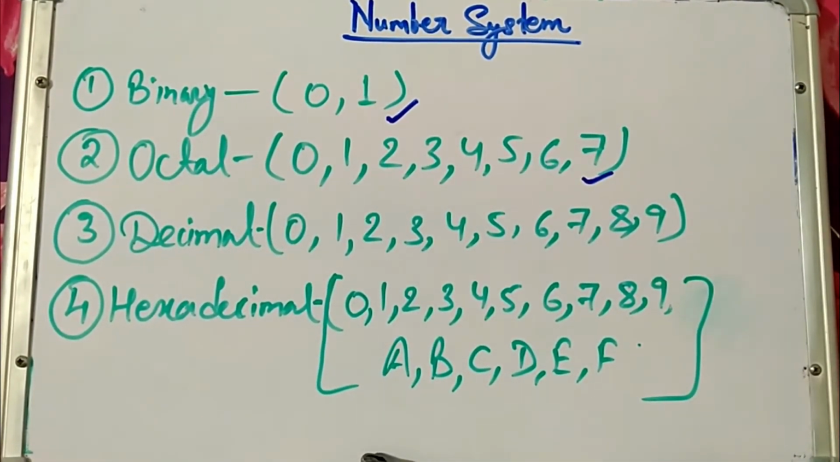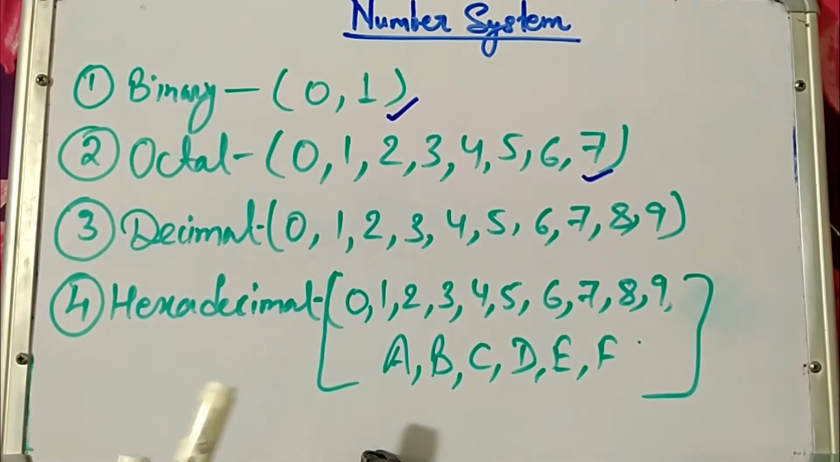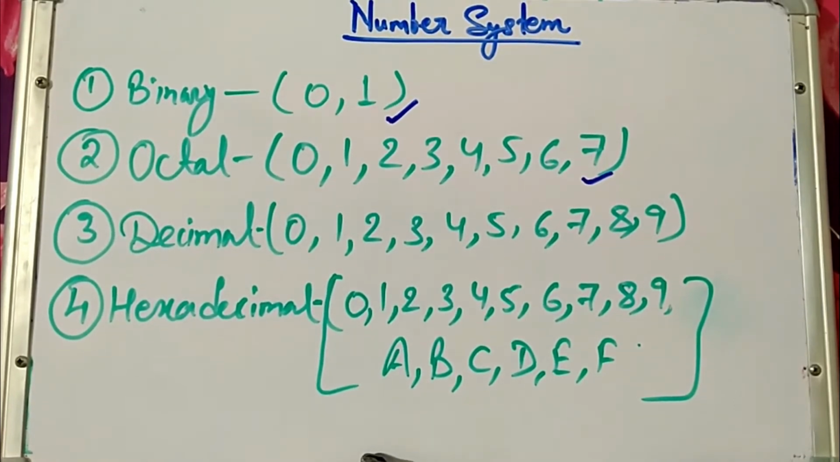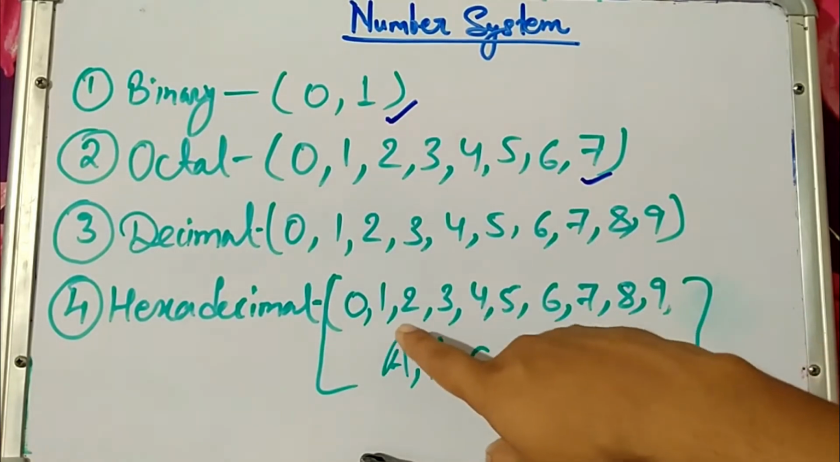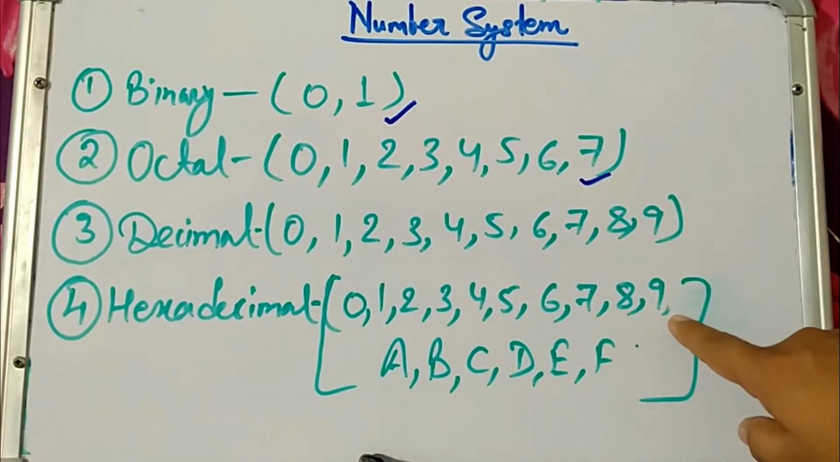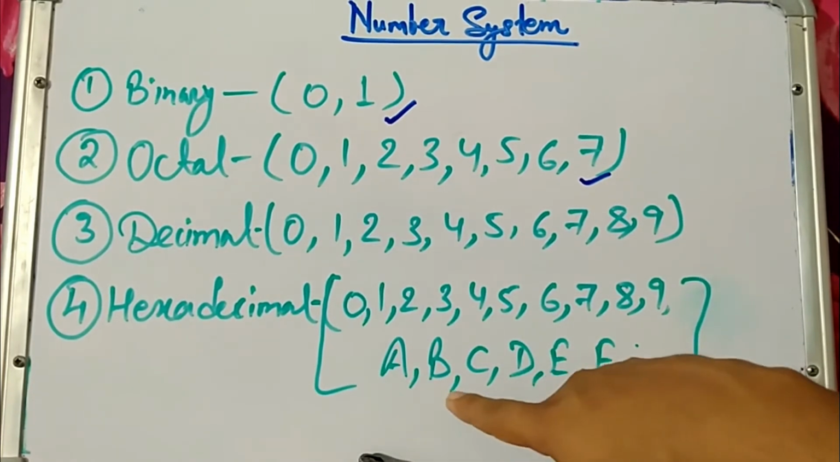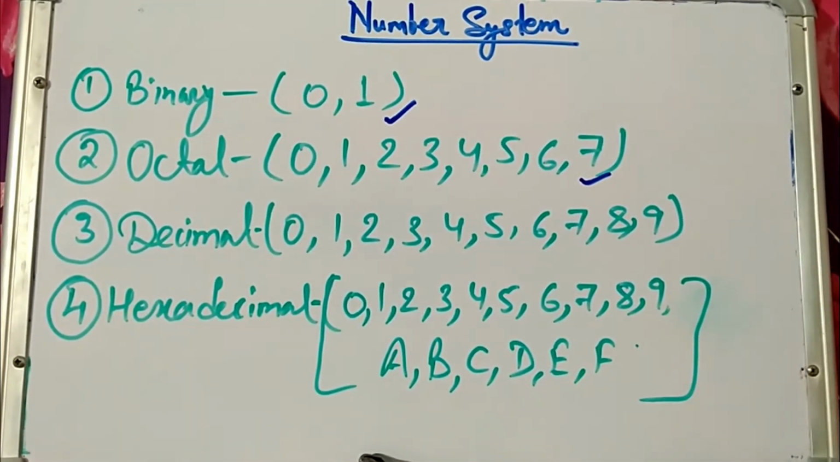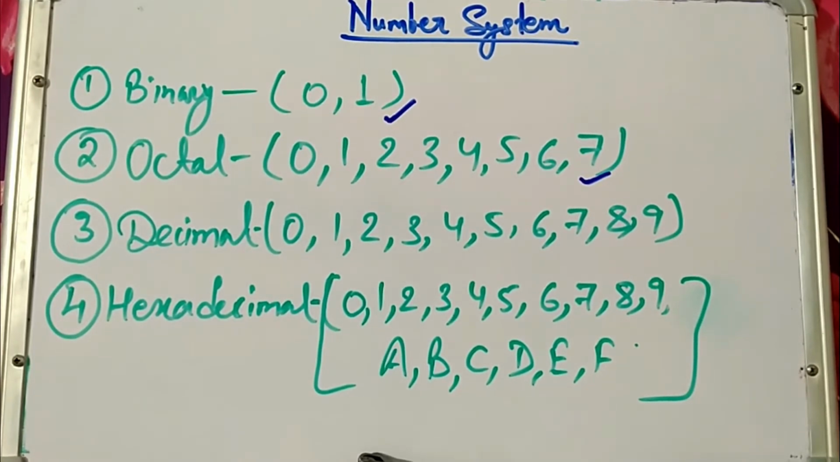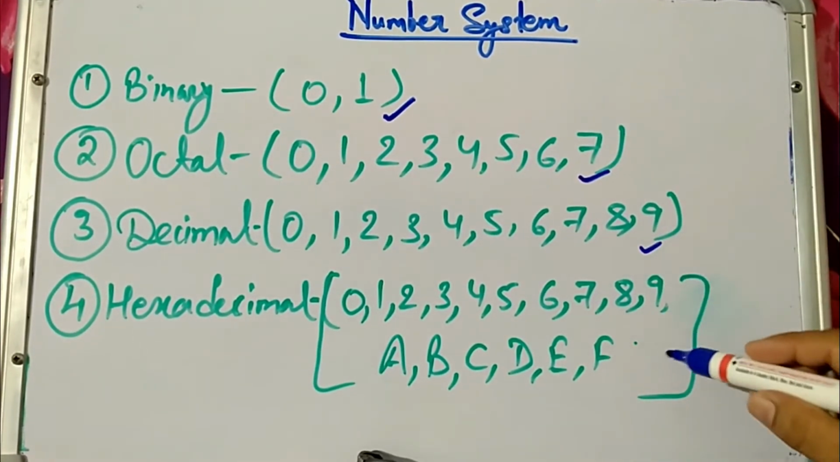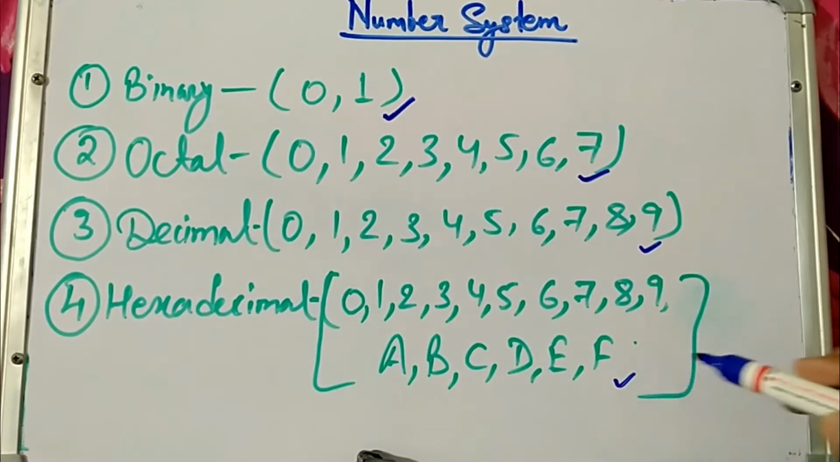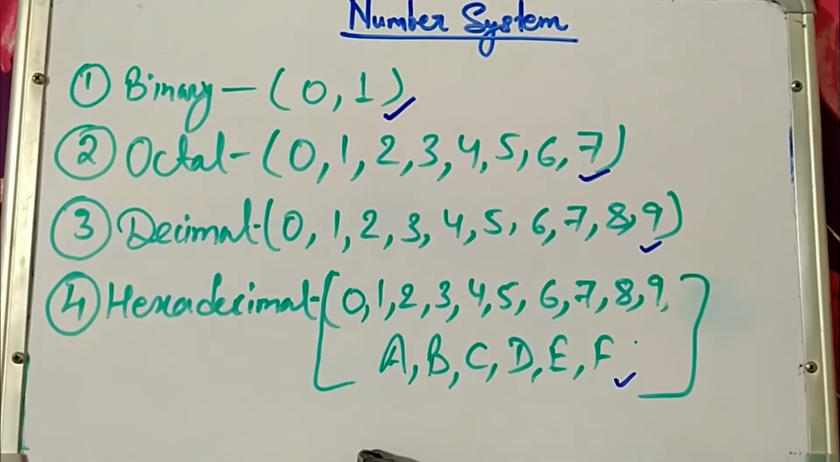Next we have the hexadecimal number system. Hexadecimal means it will accept alphabets also. You can see here 0, 1, 2, 3, 4, 5, 6, 7, 8, 9, and after 9 it starts from A, B, C, D, E, F. Make sure you remember this is the hexadecimal number system. This is octal, this is decimal, and this is hexadecimal. This many numbers it can accept.